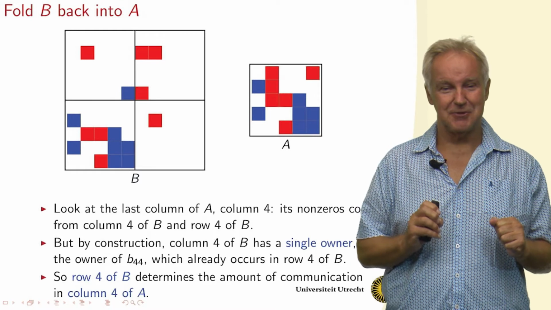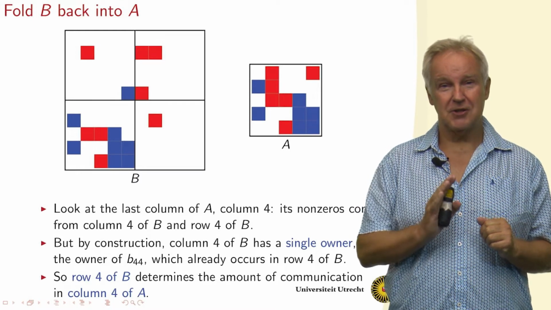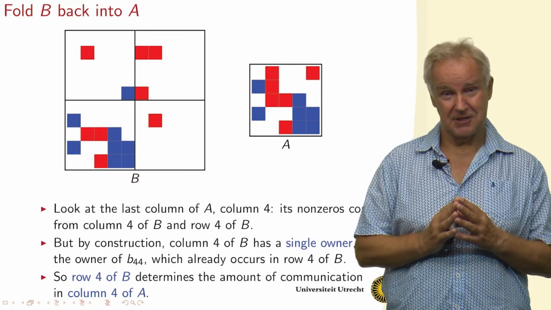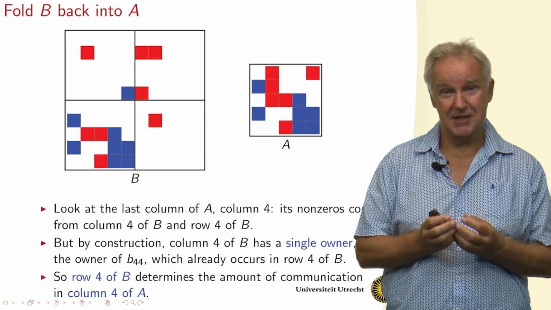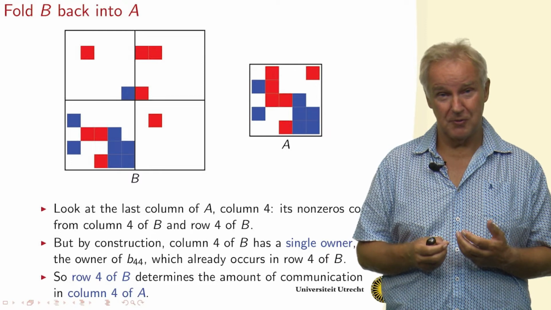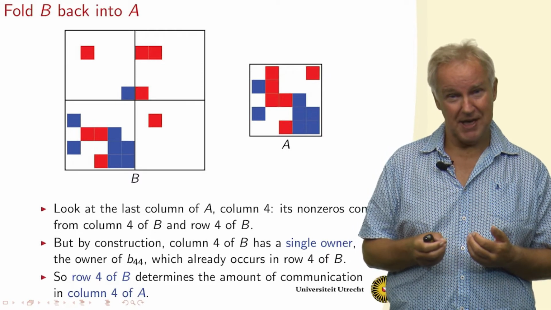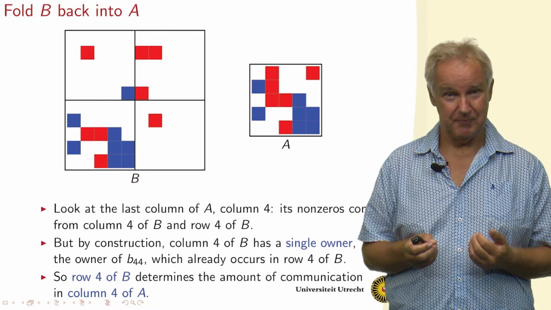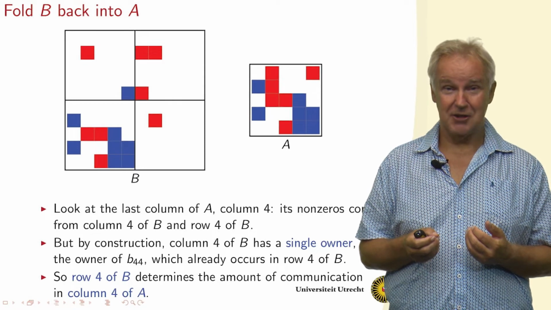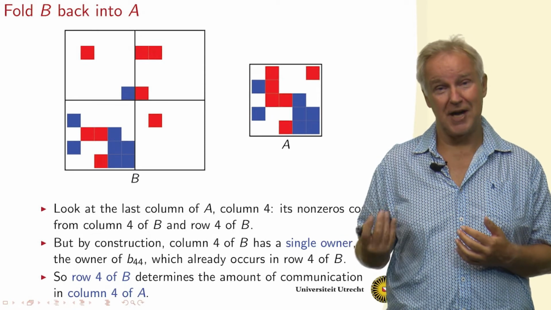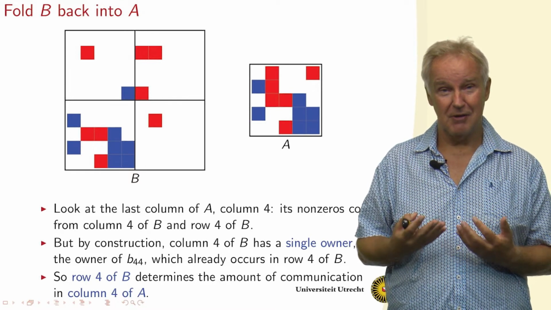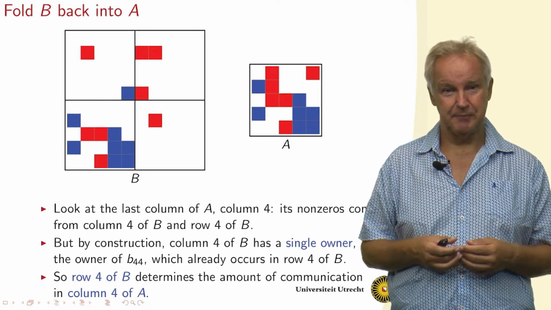Okay, so this was a hard one. Look at column 4 of the matrix B. This column only has a single owner, which is blue, and it is already visible in the diagonal element B44, which is blue, but which is also part of row 4 of B. So if we want to know how many processors there are in column 4 of A, our final outcome, we just need to look at row 4 of the matrix B. That's why.